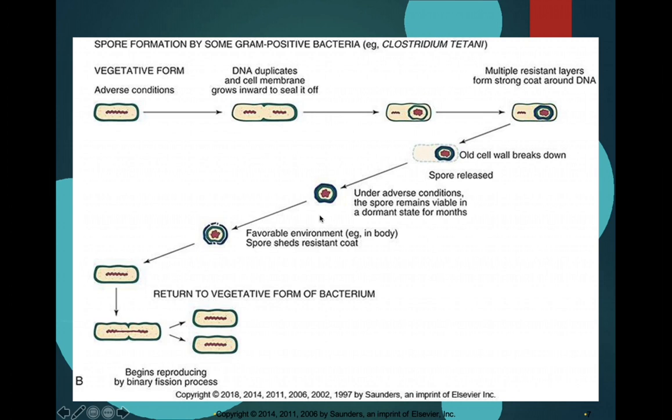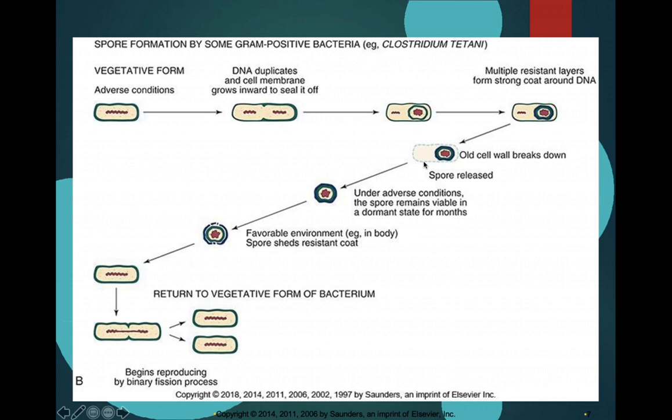You can see here, this is spore formation, and this can happen in some gram-positive bacteria, such as tetani, or tetanus, Clostridium tetani. So we have this vegetative form. You can see that the DNA here is starting to duplicate, and the cell membrane here starts to fold inward to seal it off, and you can see that it happens right there. There ends up being these multiple layers, these resistant layers that form this very strong coat around the DNA.